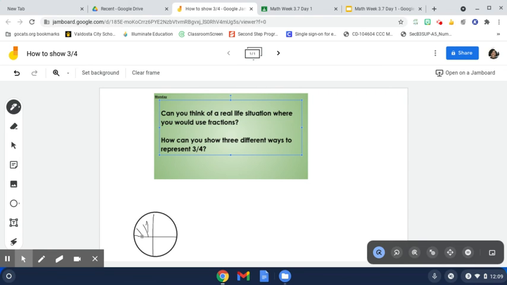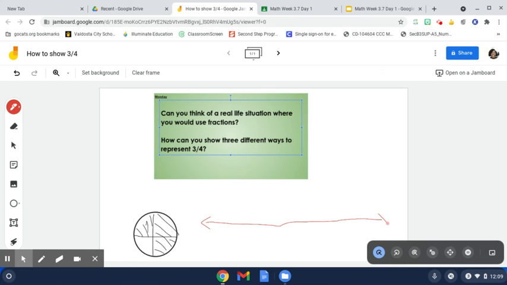This would be 1/4 right here. This would be 2/4, and then this would show the 3/4 shaded in. That's one way to show 3/4. And then I could also draw a number line. I'm recording. My line is not straight here, but I'm just showing you.